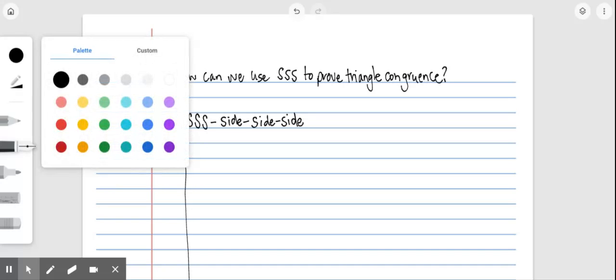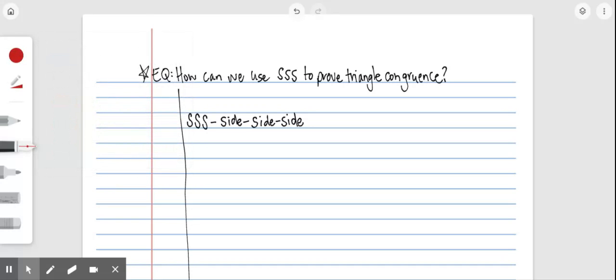So a quick recap. We already know that if we have side angle side, then we have congruence. So if we have the angle in between two congruent sides of two different triangles, then we have congruence. Today we're going to talk about side-side-side congruence and what's called hypotenuse leg congruence, which I'll talk about in a minute.